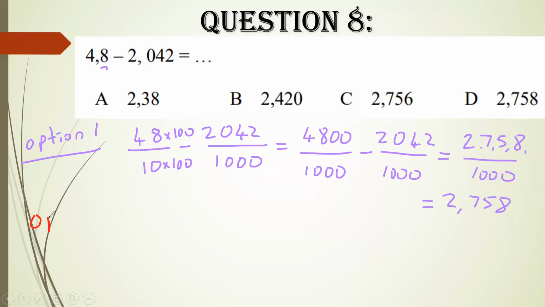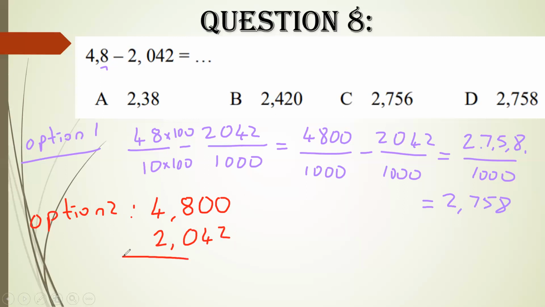So option 2 now. Option 2, you can write 4,8. After the comma, if you have any number here, you can add zeros. How many do you need? You can add. If you need more, you can make more. But for now, we don't need. We have only 3 numbers after the comma. And next one, 2,042. And subtract them. It is our second option.